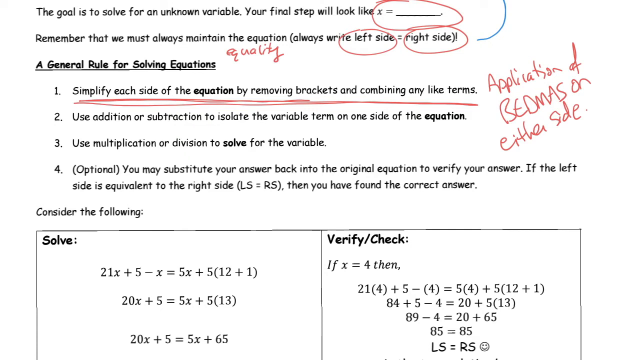Before we do anything here, we just want to make it so that we're dealing with the simplest form of either side of the equation. Then we're going to use addition and subtraction to isolate the variable on one side of the equation. Then we're going to use multiplication or division to solve for the variable. So in other words, to solve, after I've simplified, I am applying the order of operations backwards.